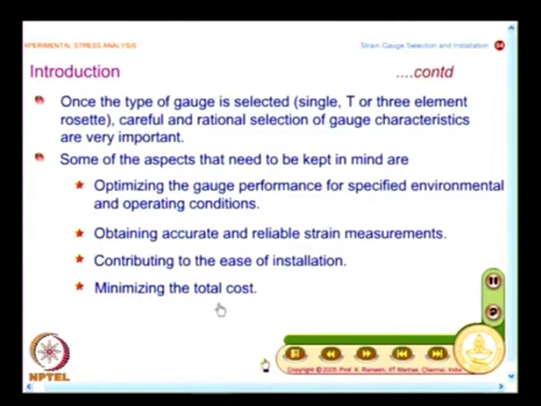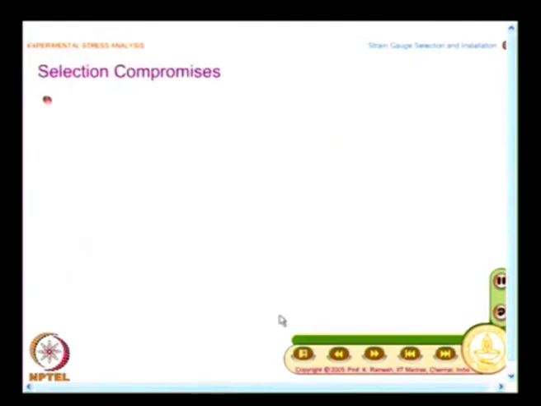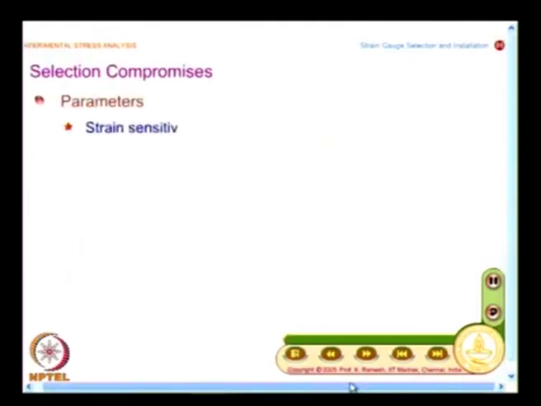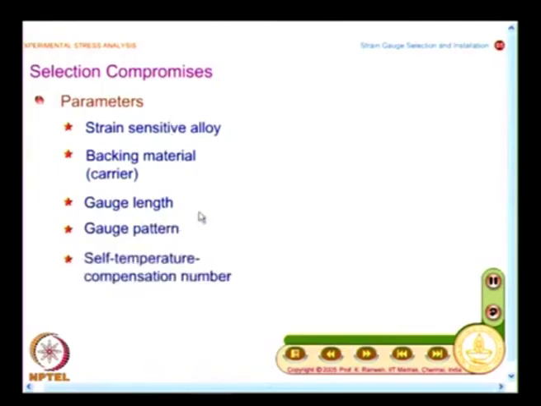And finally, you would like to minimize the total cost. You do not want to increase the cost of installation. That is what I said, you do not want to put a strain gauge rosette at every point, or you do not go and say, I will select strain gauges with pre attached lead wires, which will reduce my effort, but it will also increase the cost. So, you need to make these kinds of decisions to effectively utilize the strain gauge instrumentation. And obviously, in any one of these selection approaches, you will have selection compromises. So, you will have a set of parameters and a set of goals that you need to have.